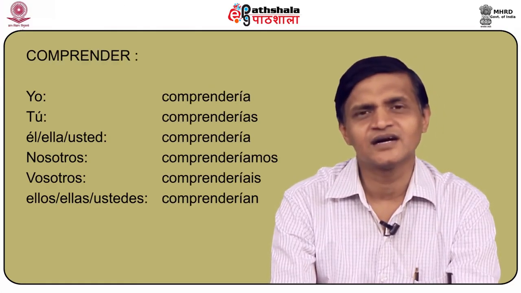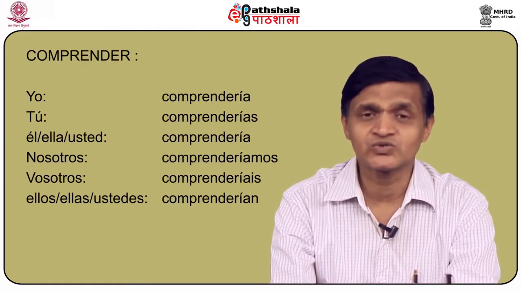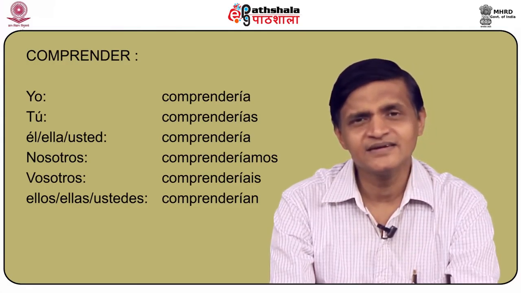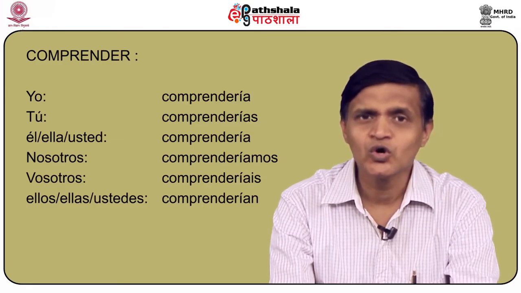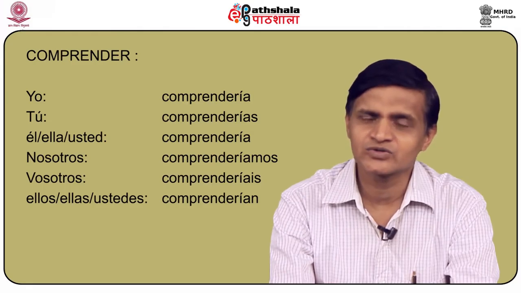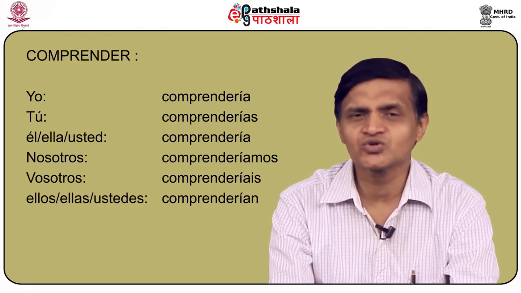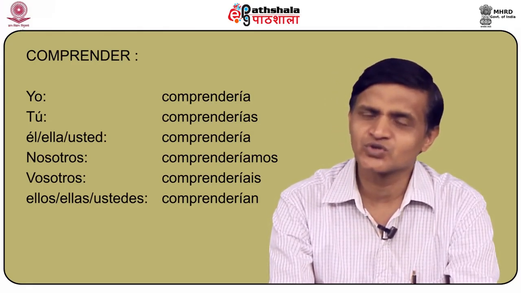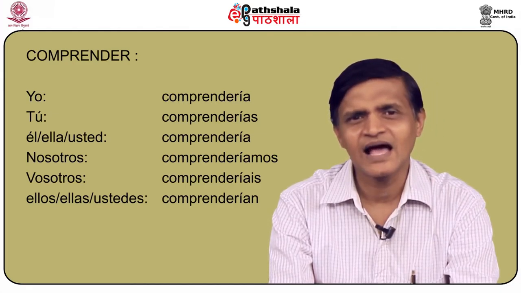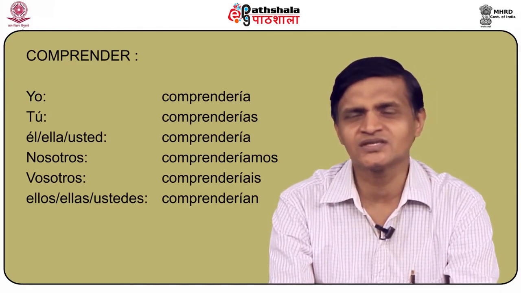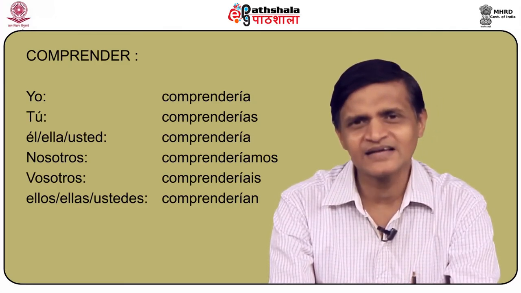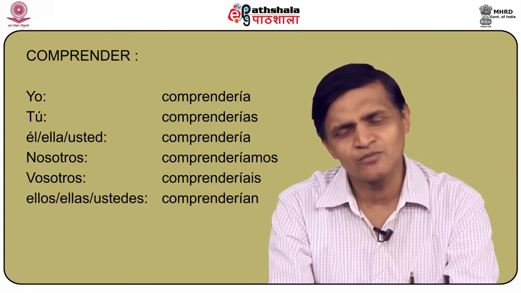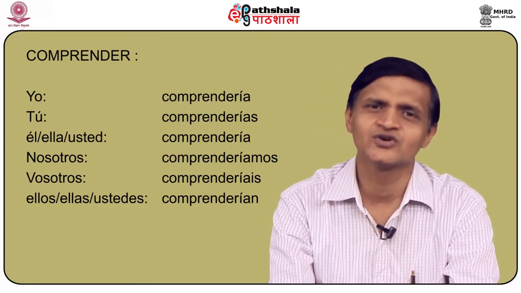How do you conjugate a verb like comprender, which is to understand? Comprender in the conditional is conjugated in the following manner. Yo comprendería, tú comprenderías, él, ella, usted comprendería, nosotros comprenderíamos, vosotros comprenderíais, and ellos, ellas, ustedes comprenderían. I repeat, comprendería, comprenderías, comprendería, comprenderíamos, comprenderíais, and comprenderían.